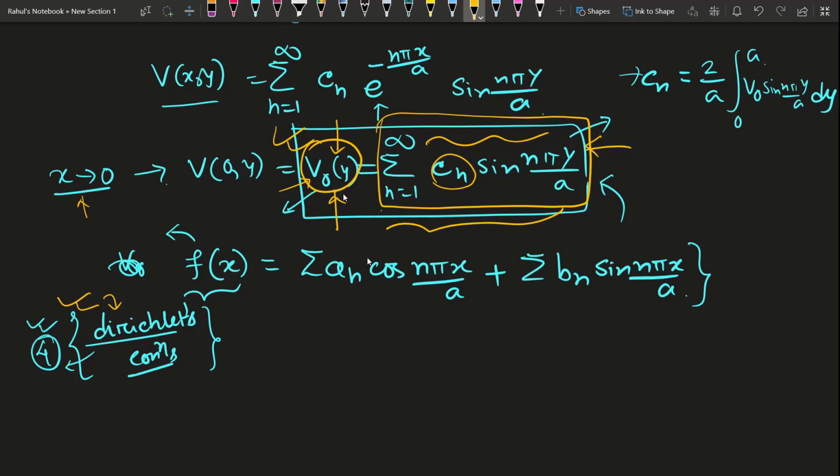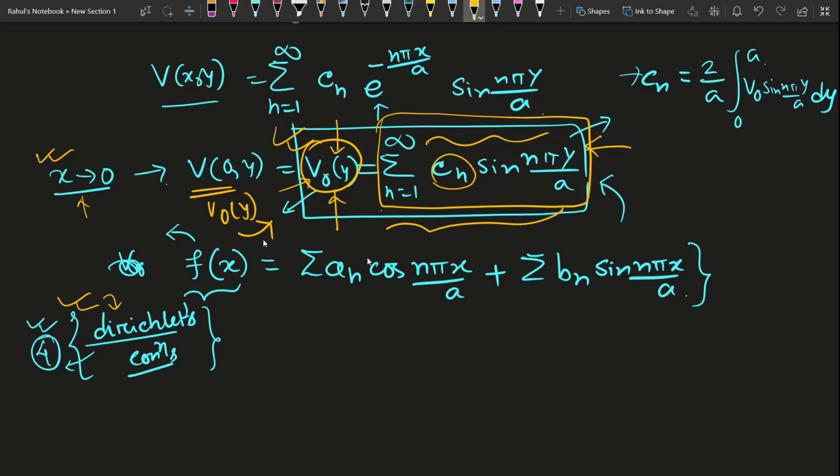Then any function, like here, for example v naught of y, can be expressed as a Fourier series, and that Fourier series is nothing but this. So this is actually mathematically valid. So yes, the boundary condition, that is, at x tends to 0, v should be equal to v naught of y. Yes, this is obeying here.